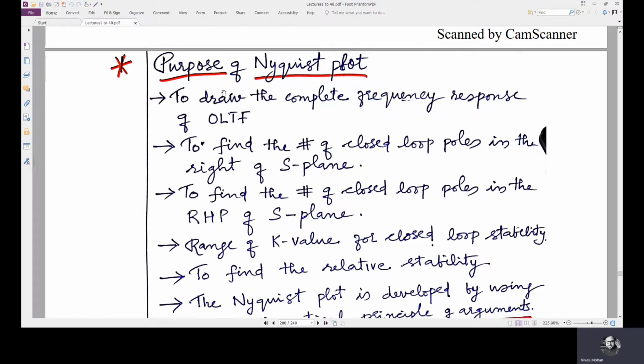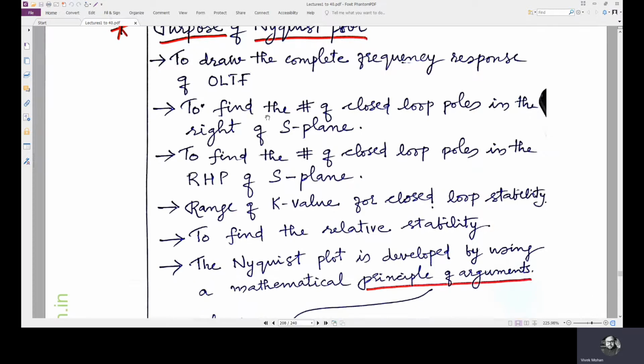So, the first point is the basic purpose of the Nyquist plot. You can see the points here. To draw the complete frequency response of the open loop transfer function, we know that the given transfer function will be in the open loop form. Comment on the closed loop stability: to find the number of closed loop poles in the right half of the S-plane by seeing the mapped GH plane.